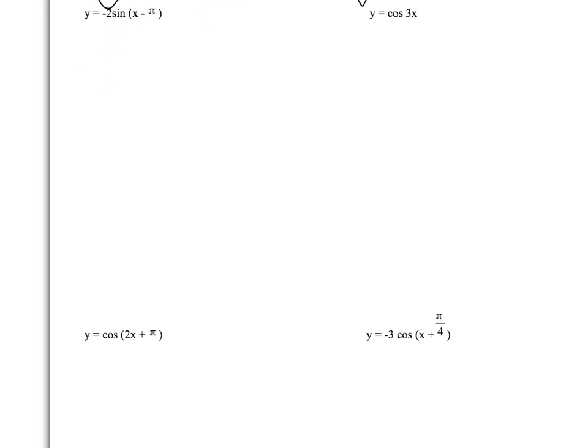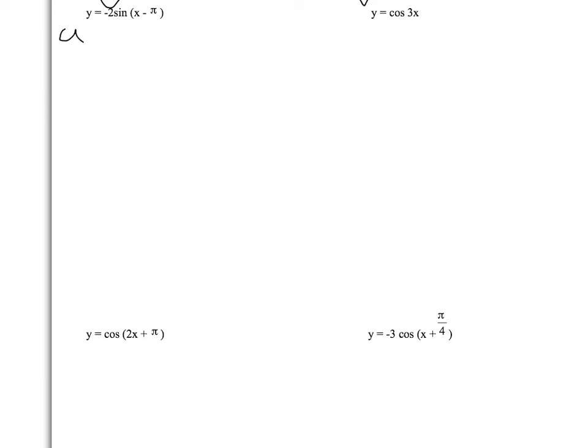Now let's look at one with a phase shift in it, and then we're going to move on to a couple cosine ones. So, amplitude, period, frequency, phase shift. The amplitude here, remember amplitude's always positive, so we say it's a 2. Frequency is going to be a 1, the number in front of x. Period is 2 pi divided by 1, which is just 2 pi.